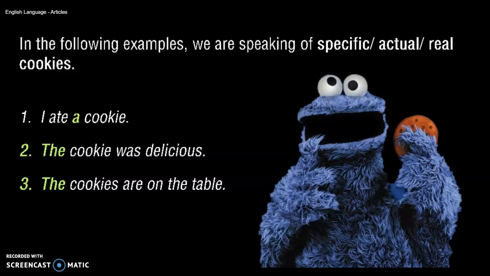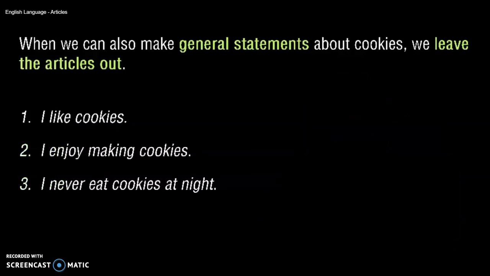So let's look at this. I ate a cookie. The cookie was delicious. The cookie was on the table. We're talking about a specific cookie. We can also make general statements about cookies. We leave the articles out.